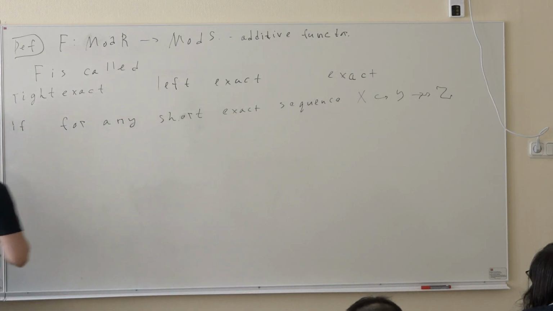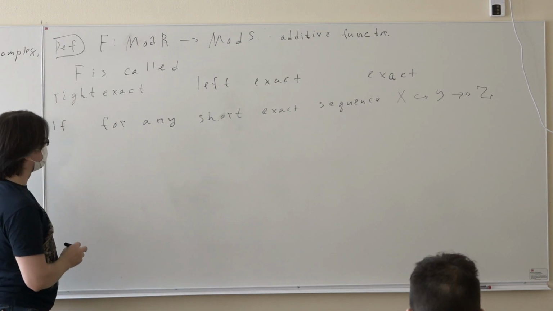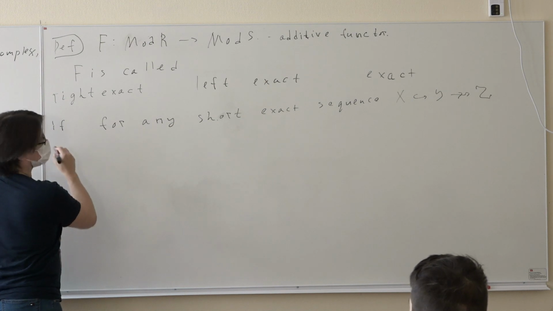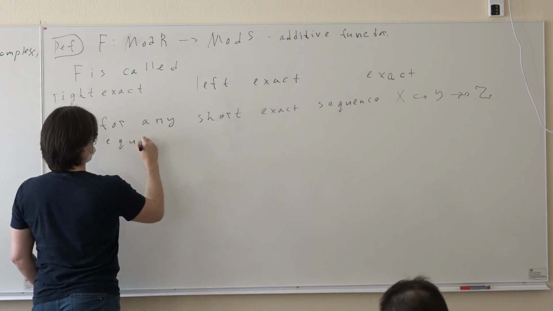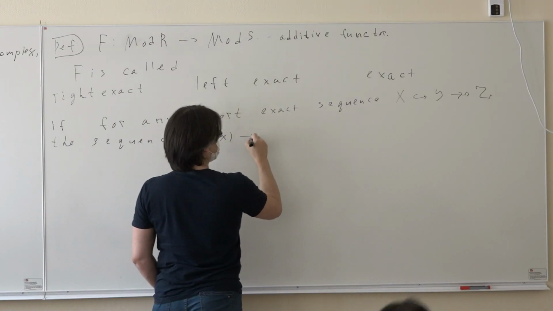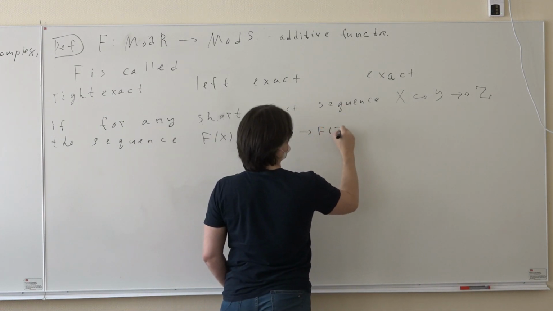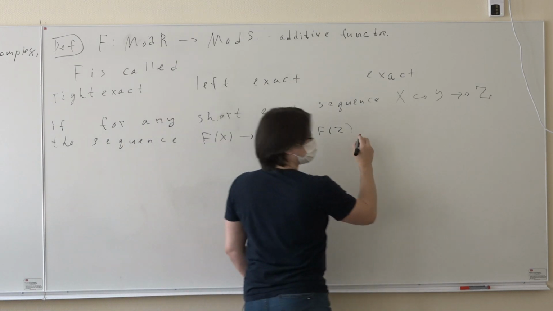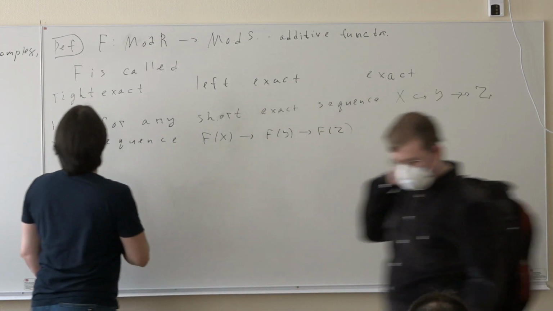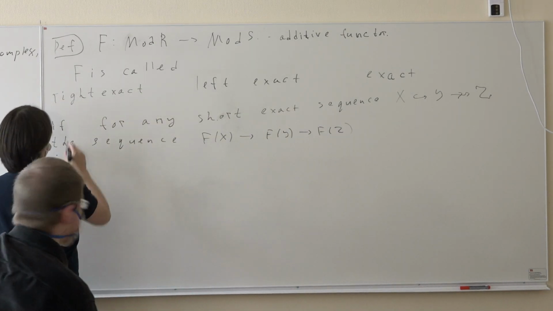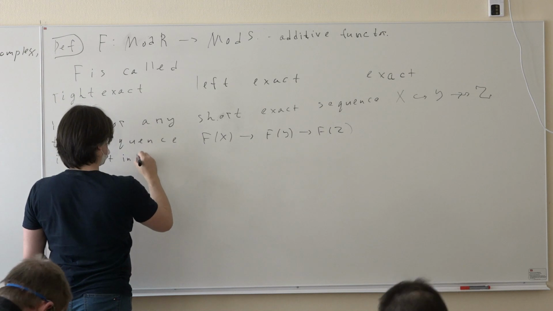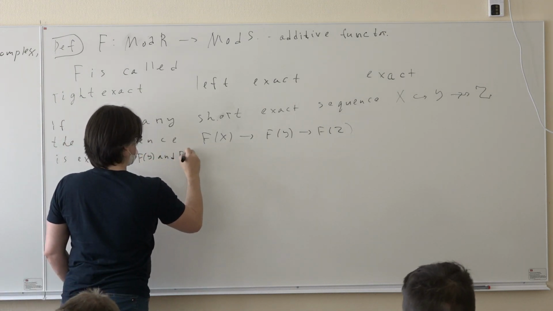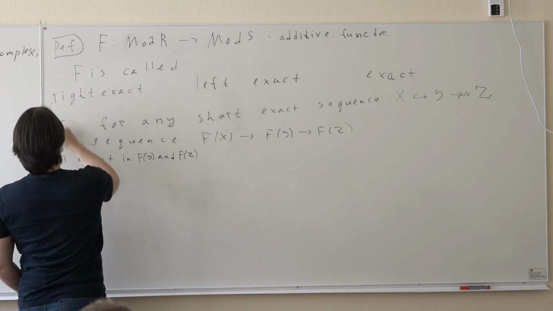Maybe I have said too much, but so one has the sequence F of X, F of Y, F of Z. Here we write exact, is exact in F of Y and F of Z. It is called right exact.